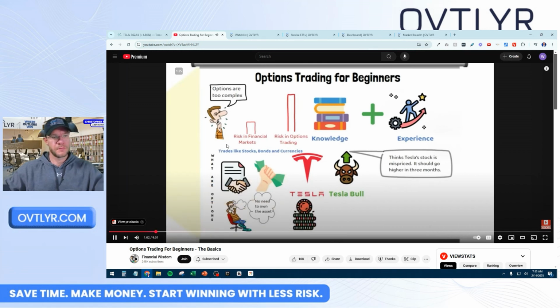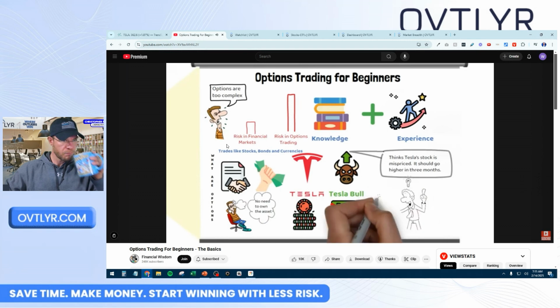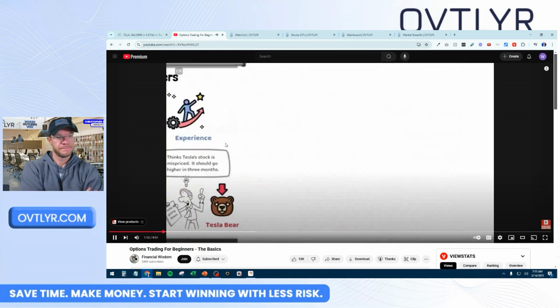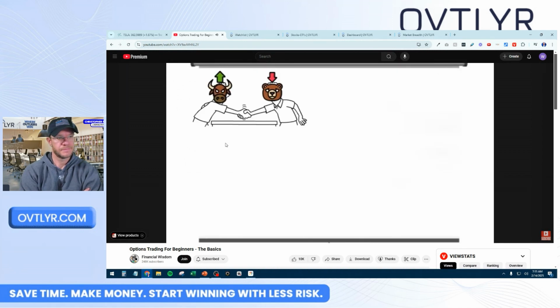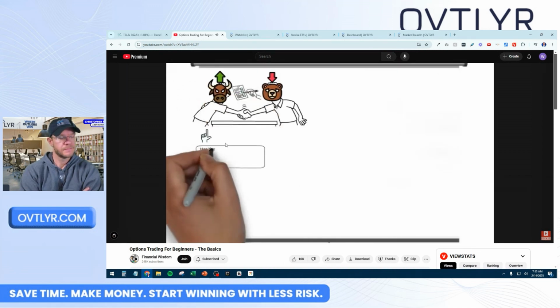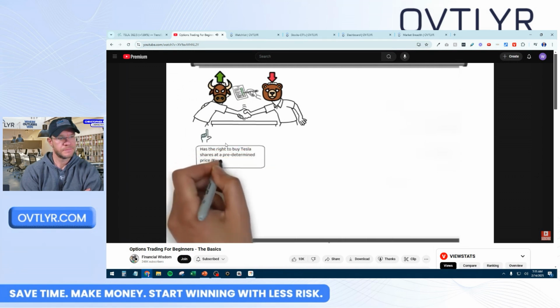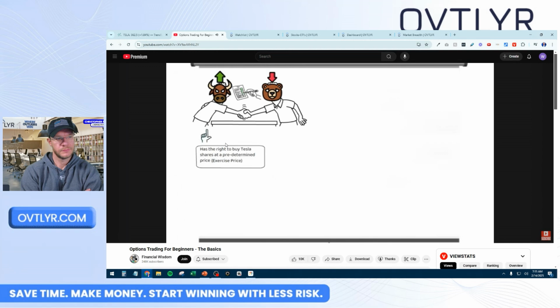Mr. Bull wants to speculate based on his view, but does not want to buy Tesla shares. He comes across another trader who has an opposite view on the company's stock price. We can call this trader the Tesla bear. Tesla bull and Tesla bear enter into an agreement that lists their views, thereby providing Tesla bull the right to buy the shares from Tesla bear at a predetermined price. This is called the exercise price.